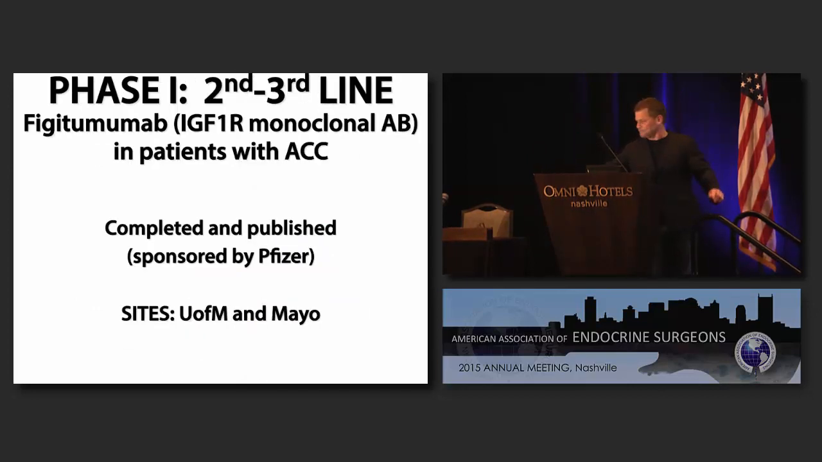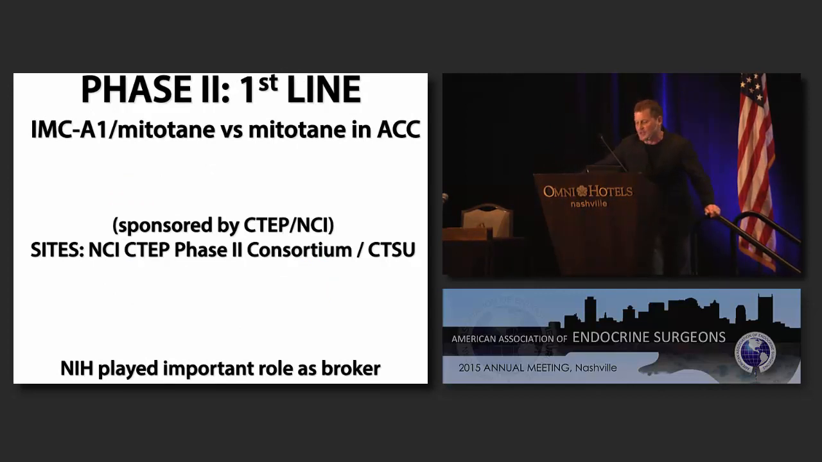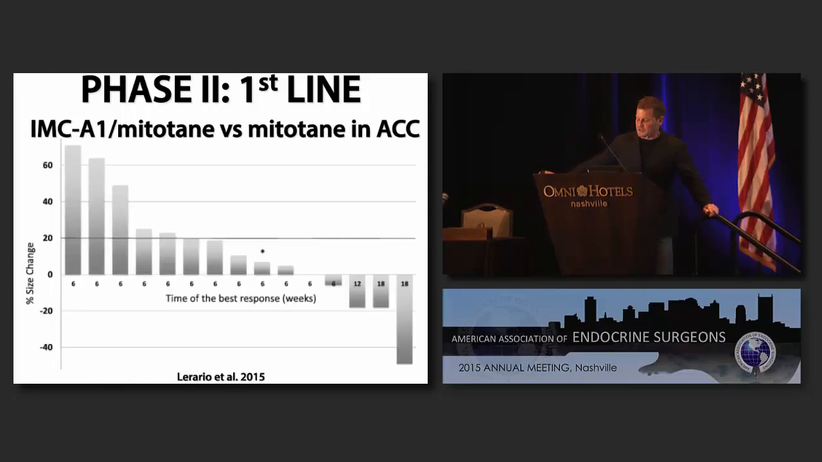So three trials. Here's the phase 1 data, which was published a few years ago in collaboration with Paul Haluska and the Mayo Group. In green, this just shows you tumor shrinkage. Blue is tumor growth. This just shows you that in a nice number of patients, there was biologic activity. I say that cautiously. Yes, we saw shrinkage of tumor. That was relatively short-lived, but we saw a biologic effect. This led to a phase 2 trial with another IGF inhibitor, sponsored by the NCI. And in this particular trial, which was finally published, we again saw significant effects in a small percent of patients, but real effects.